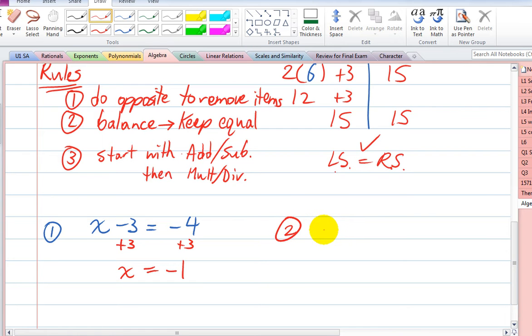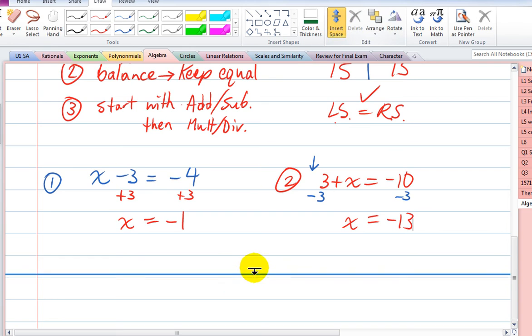Question number 2. 3 plus x equals negative 10. Okay. So what we have to do is look in front of the 3. What's in front of the 3? Is it plus 3 or minus 3? Plus. So by looking in front, we decide that it's a minus 3. And what does x equal? Negative 13. How many people got this? Perfect. So then there's a couple other situations we got to be aware of.